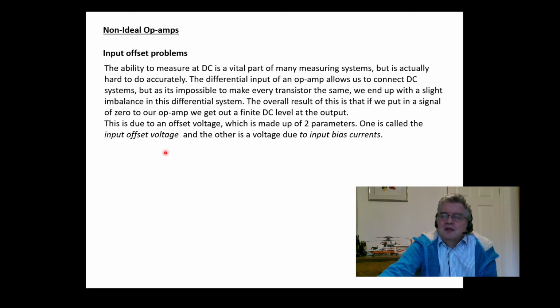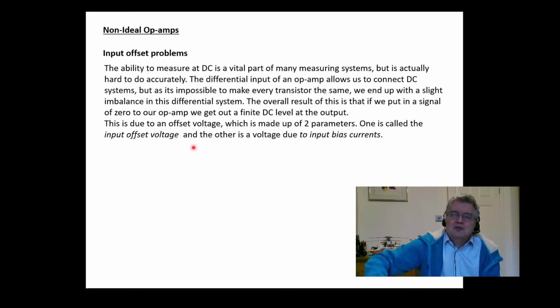As I said, it's down to all the transistors not being identical, even though they've been made on the same process, on the same bit of silicon at the same time, in the same conditions and everything else. They're getting very good these days. They used to be a lot worse than this. And this output voltage is due to two parameters. One is due to input offset voltage, which we'll talk about in a minute, and the other is due to input bias currents being imbalanced as well.